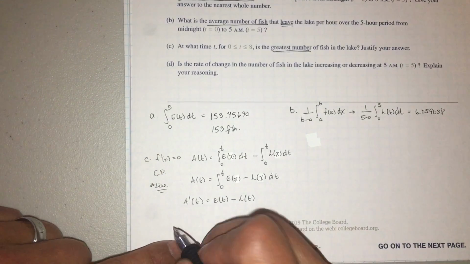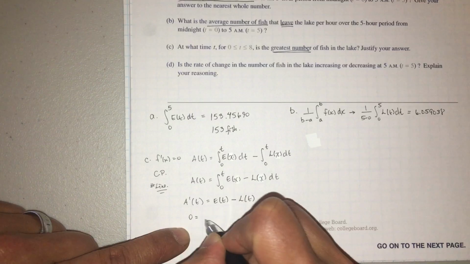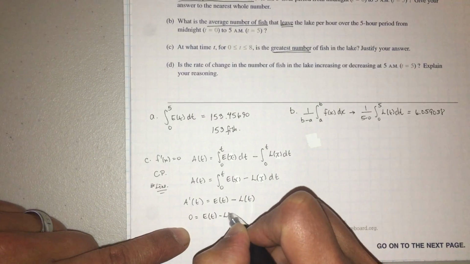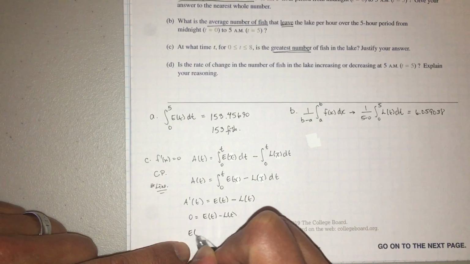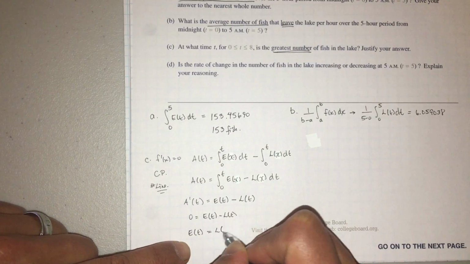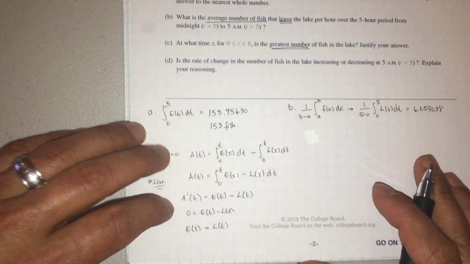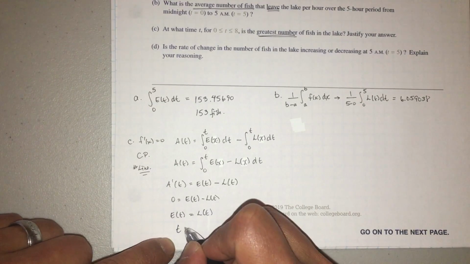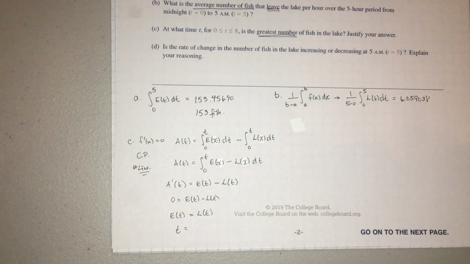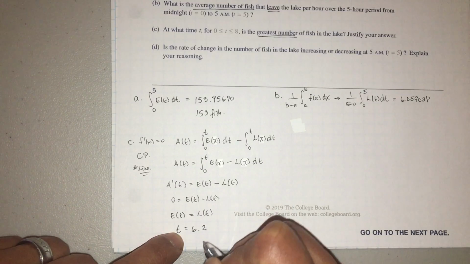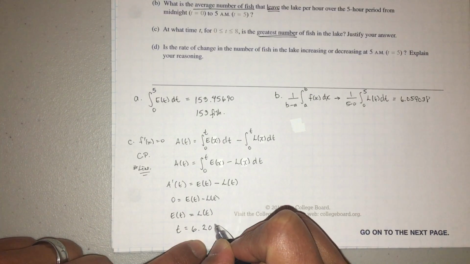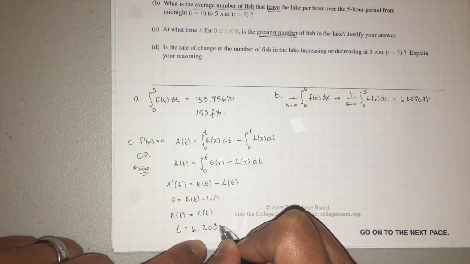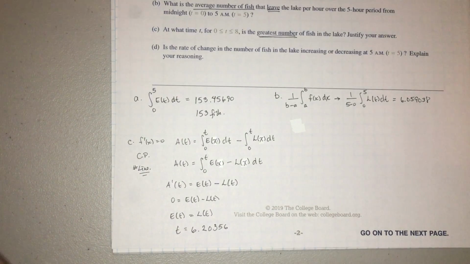Okay. So, where is the greatest number? So, we take the derivative, set it equal to 0. Okay. So, we have E of t minus L of t. And so, we actually want to find out where E of t is equal to L of t. And what you can do is you can just graph both functions and see where they intersect. Okay, so you're going to get a critical point at 6.203. I'll just write the whole thing, 56. All right, there it is.